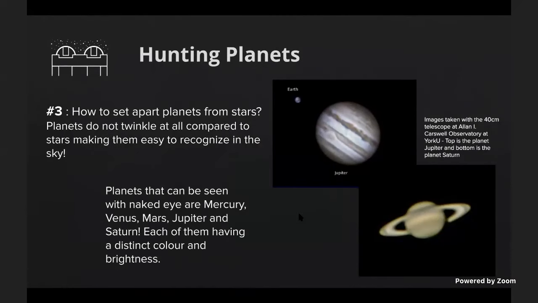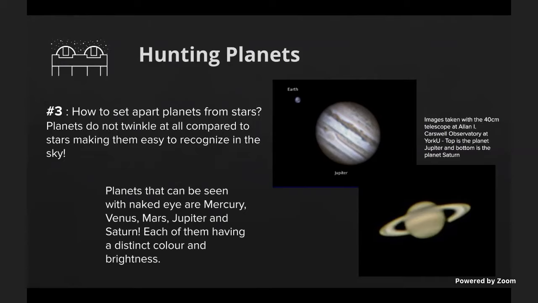Number three, hunting planets. During the year, it is possible to observe some of the brightest planets like Mercury, Venus, Mars, Jupiter, and Saturn. But how can you identify them apart from stars by just staring at the night sky? Simple. Planets do not twinkle.